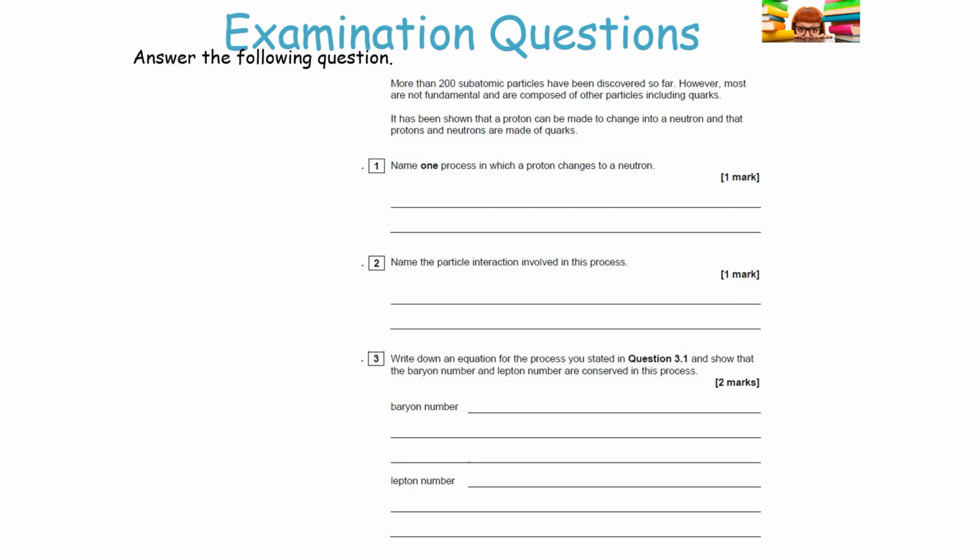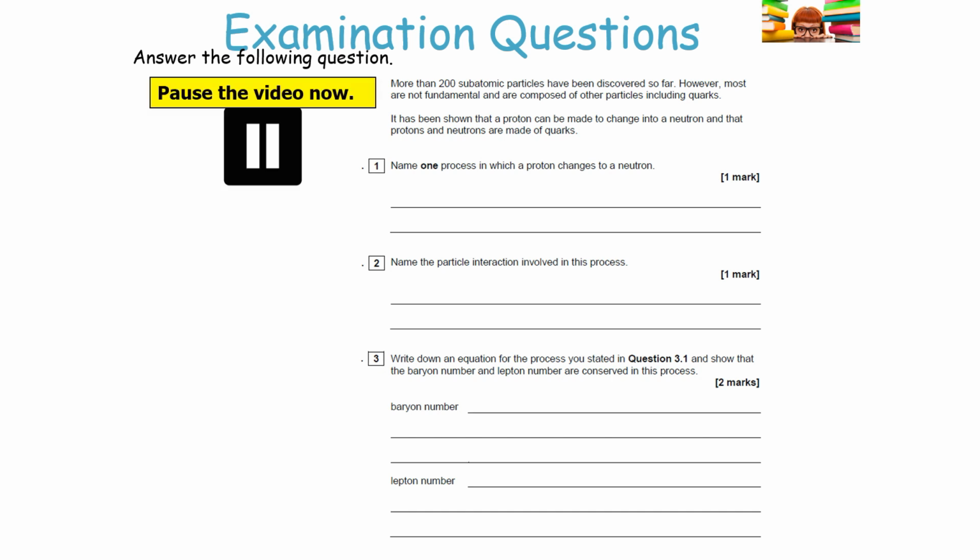Next question. More than 200 subatomic particles have been discovered so far. However, most are not fundamental and are composed of other particles including quarks. It has been shown that a proton can be made to change into a neutron and that protons and neutrons are made of quarks. Name one process in which a proton changes to a neutron. Name the particle interaction involved in this process, and then show that the baryon number and lepton number are conserved in this process.